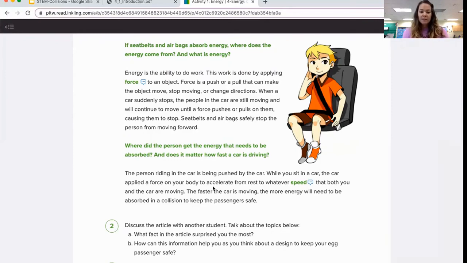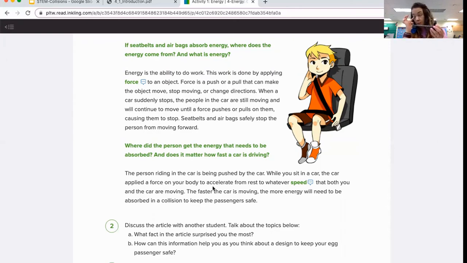So where did the person get the energy that they need to absorb? And does it matter how fast the car is driving? The person riding in the car is being pushed by the car. While you sit in a car, the car applies a force on your body to accelerate from rest to whatever speed that both you and the car are moving.